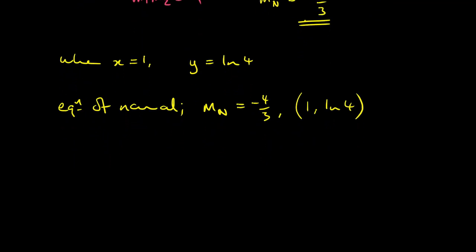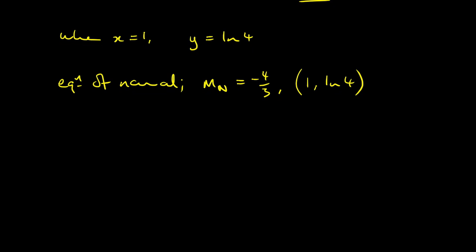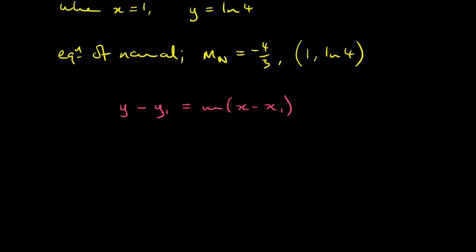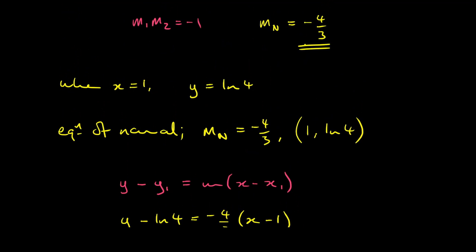Well, if we know that, then we can use our formula for the equation of a straight line, which is y minus y1 is equal to m(x minus x1), where m is our gradient and (x1, y1) is our coordinate point. So I'm just going to substitute in: y minus ln 4 is equal to m, which is -4/3, times (x minus 1). Okay, so that's the equation of our normal. I'm not going to bother to rearrange it at this point because it may make our lives a bit more annoying. So I'm just going to leave it as it is.